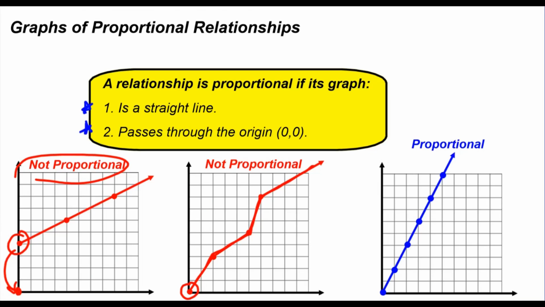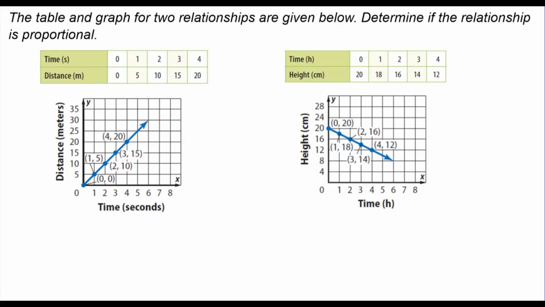And then finally, this one is proportional. I can tell that because it goes through the origin, or 0, 0, and it's a straight line. So from a graph, it's very easy to tell if a relationship is proportional or not.